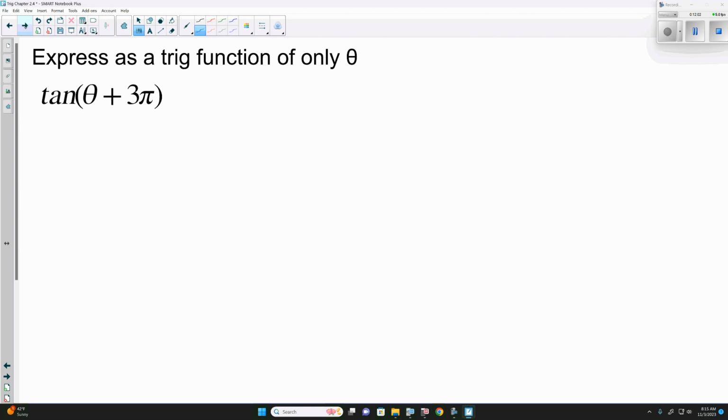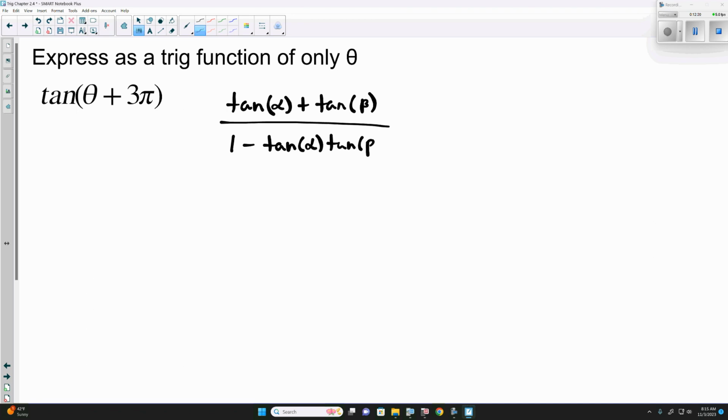Expressed as a trig function in only terms of theta. Well, tangent, if we add two angles together, I believe is going to be tangent of alpha plus tangent of beta over 1 minus tangent of alpha, tangent of beta. So we'll look on the first sheet. It had to be subtracted, so we flip the page. On the front, yes, right there at the very bottom.